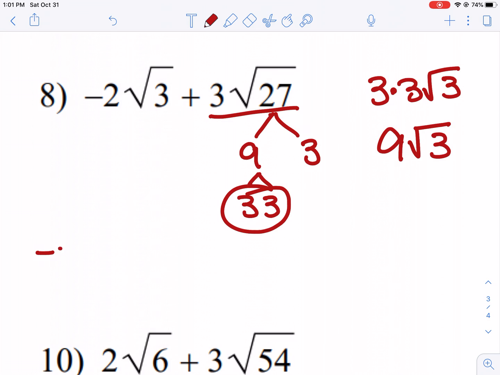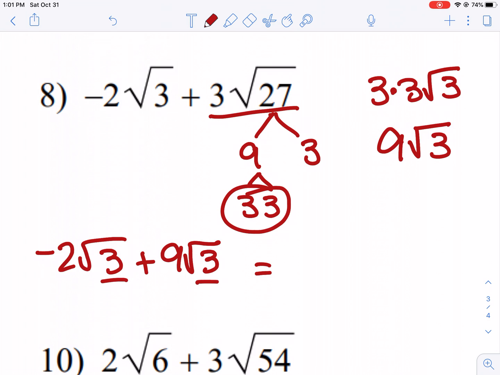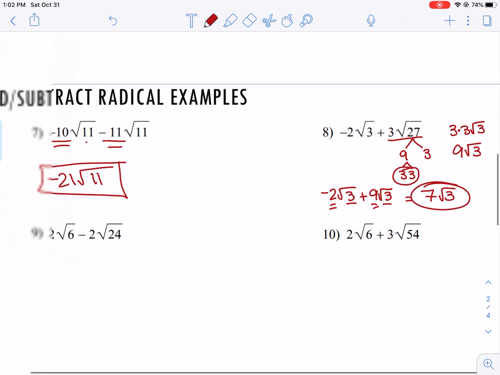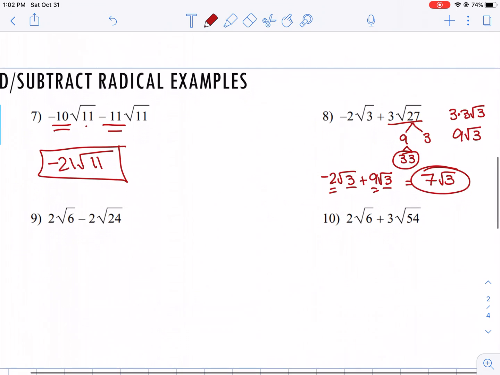So now we have negative 2 square root 3 plus this 9 square root 3. So again, now I can see that the radicals match. So then I just combine the outside numbers. So negative 2 plus 9 is 7. And so the final answer would be 7 square root 3. So if you want to pause and try these two examples, that would be a great idea.